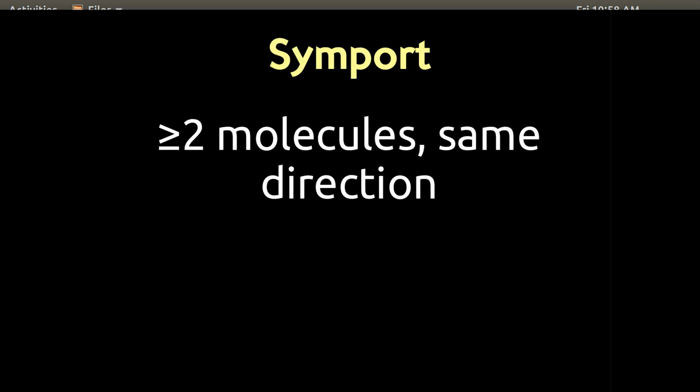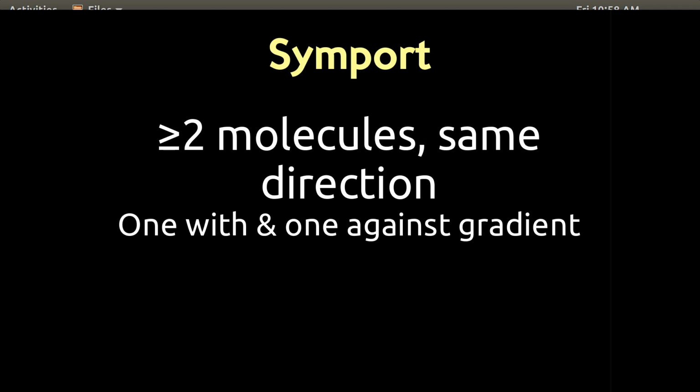In contrast to this, we have symporters, and these are going to carry two or more molecules in the same direction. And these are kind of interesting because at least one of them is going to go down its electrochemical gradient, but at least one of them is going to go against it. So in this way, we can actually get some things now going against their electrochemical gradient.